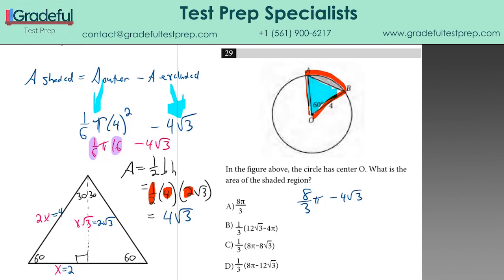And now what we need are some common denominators. We can multiply by 3 over 3, and so we'll have 8 over 3 pi minus 12 root 3 over 3. And so we have a common factor now of 1/3 that we can factor out. We can take out a 1/3, and that would actually leave us with 8 pi minus 12 root 3. And it's not over 3 because we factored out the 1/3 from both of those terms. And this exactly matches answer choice D for number 29.